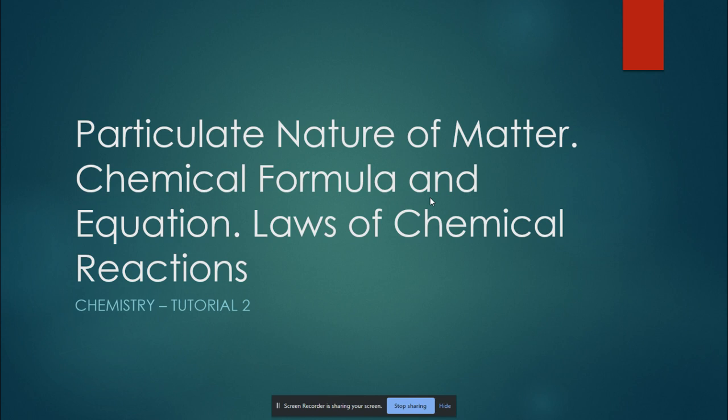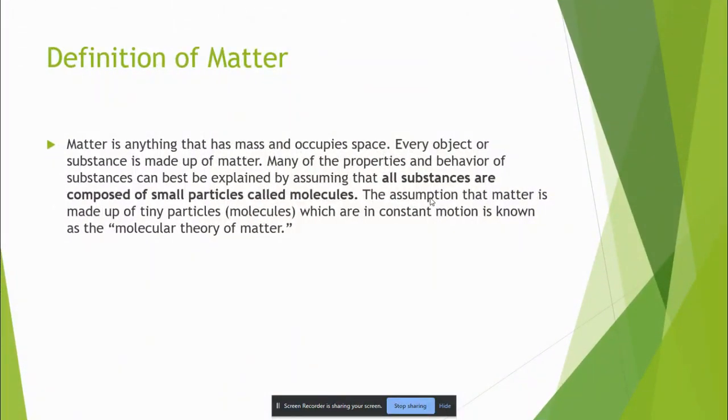Yeah, we are going to be discussing the particulate nature of matter, the chemical formula and chemical equation, and lastly, laws of chemical reaction. So throughout these three things, I believe we should have a very solid understanding of what matter actually is, just like what I have started with. So we move.